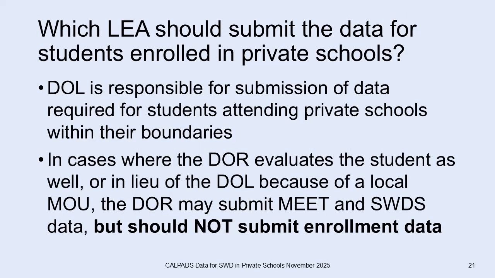All right, so which LEA should actually submit the data for private school students with disabilities? District of location is responsible for the submission of data for students that are private school students that are within the LEA's boundaries. Now, there are cases where the district of residence is going to evaluate the student as well, right? So both LEAs are going to evaluate the student. Or in some cases, you may have a local agreement that says district of residence is going to evaluate the student in lieu of the district of location.